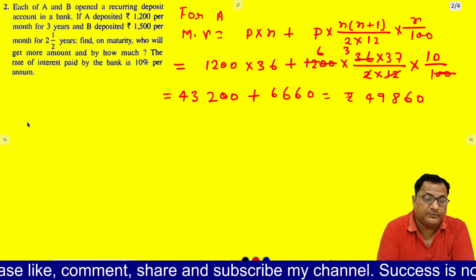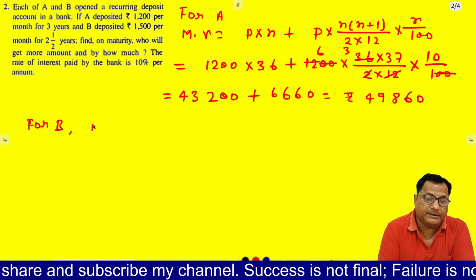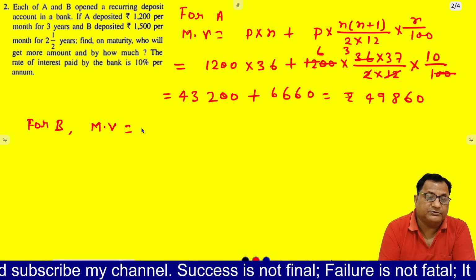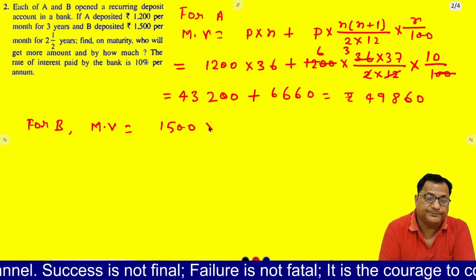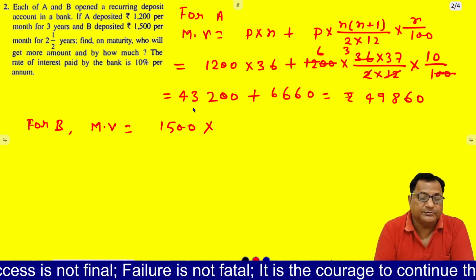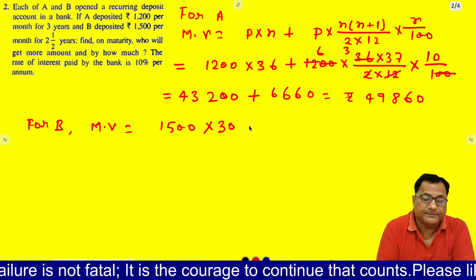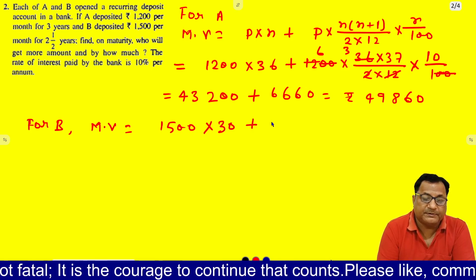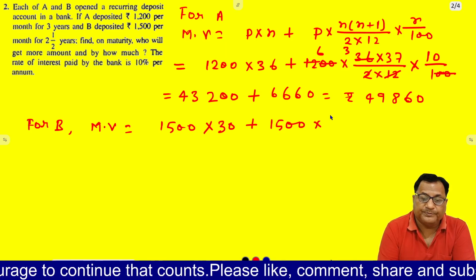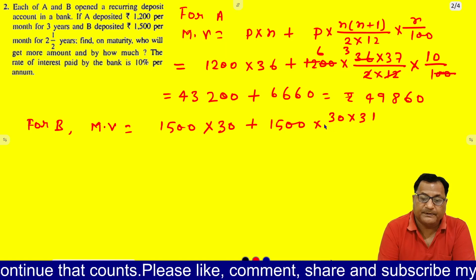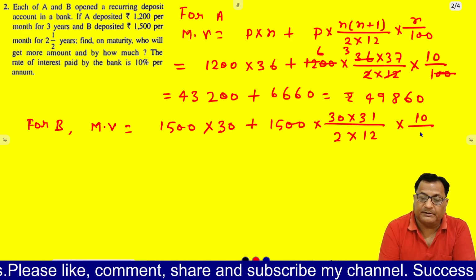This is for A, and for B, maturity value is equal to 1500, and N is 30, plus 1500 into 30 into 31 by 2 into 12 into 10 by 100.